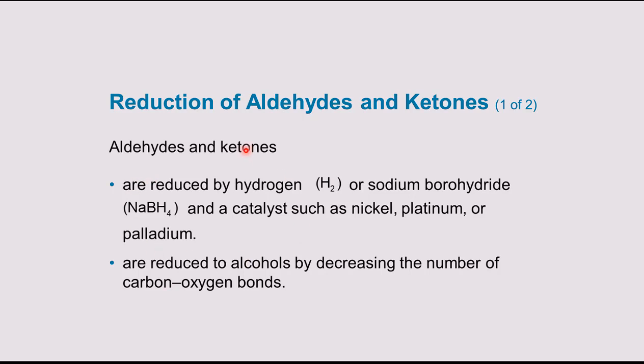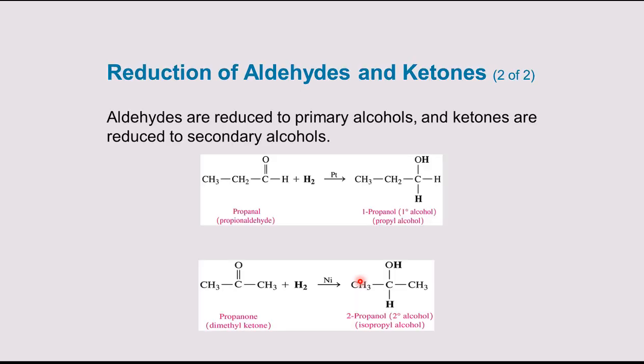Often these reactions are done in the presence of dihydrogen gas or sodium borohydride and a catalyst such as nickel, platinum, or palladium. This is what you would see over the reaction arrow. Again, we're going to see a decrease in the number of carbon-oxygen bonds and an increase in the number of carbon-hydrogen bonds. Aldehydes are going to be reduced to primary alcohols, and ketones will be reduced to secondary alcohols. Again, this is the exact reverse of what we saw in our alcohol chapter.